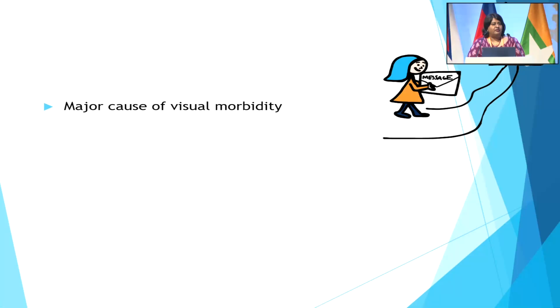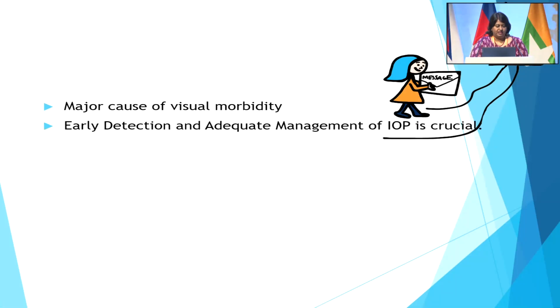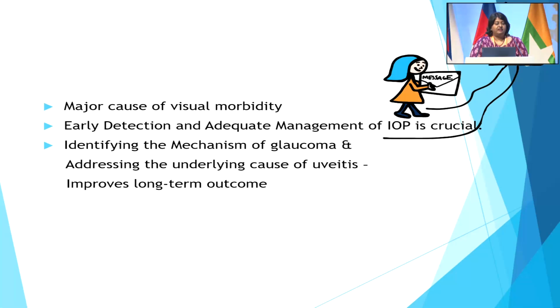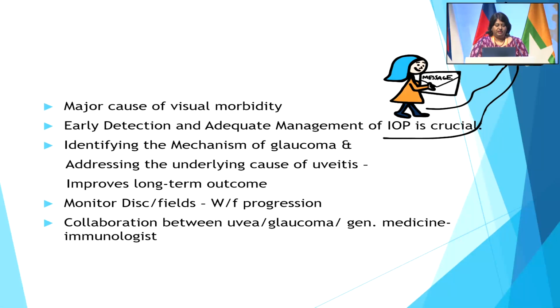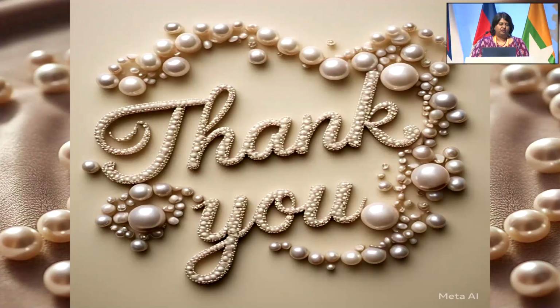So uveitis and secondary glaucoma because of that is a major cause of visual morbidity. Early detection and adequate management of IOP is crucial. Identifying the mechanism of glaucoma and addressing the underlying cause of uveitis improves the long-term outcome of the patient. Monitoring the disc and field and watching for progression is very essential. Collaboration between the uvea, glaucoma, and also the immunology part of it is quite essential, and it is a challenging disease to treat, not for the doctor alone, it is also challenging for the patient. So patient education is very important. Thank you for your patient listening.